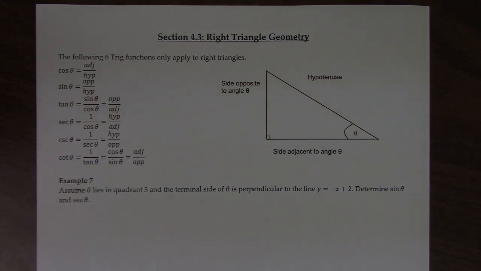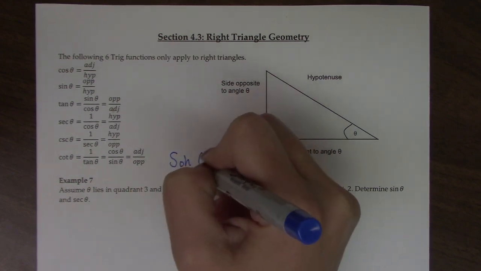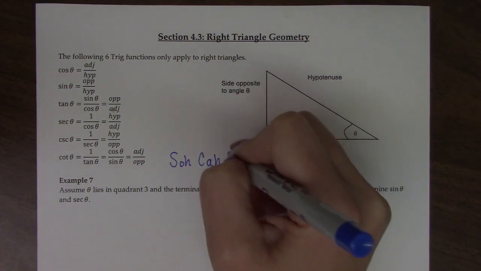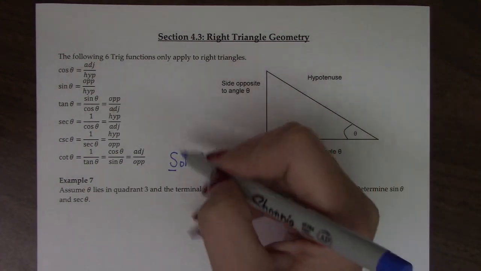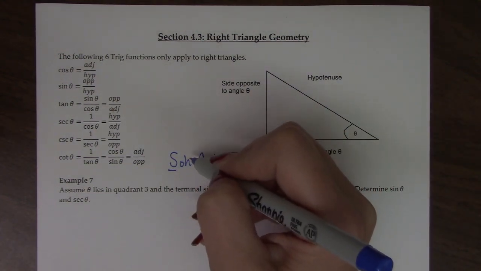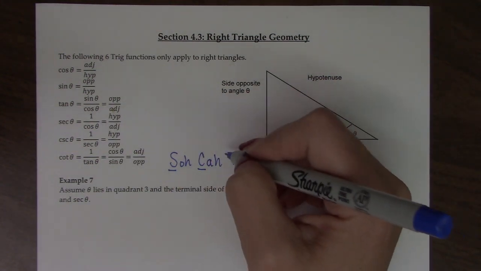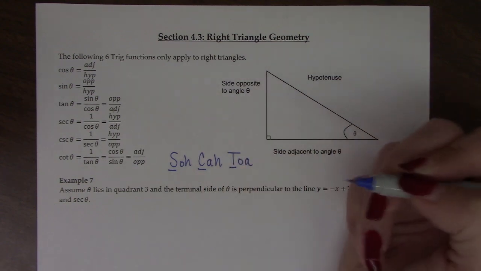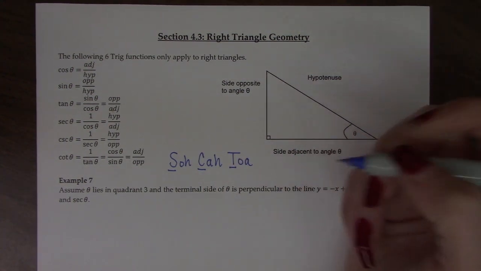There's an anagram that you guys heard back when you were growing up. A lot of you heard SOHCAHTOA. It's a mnemonic device to help remember this, and we spell it like this. The S stands for sine, and the OH is opposite over hypotenuse. The C stands for cosine, adjacent over hypotenuse. And the T stands for tangent, and it's opposite over adjacent.